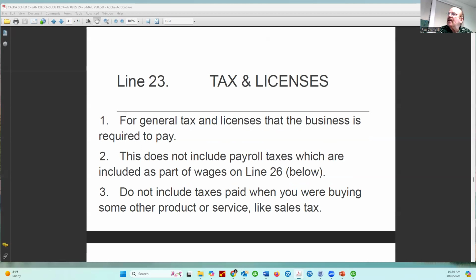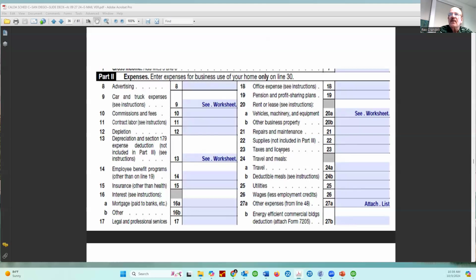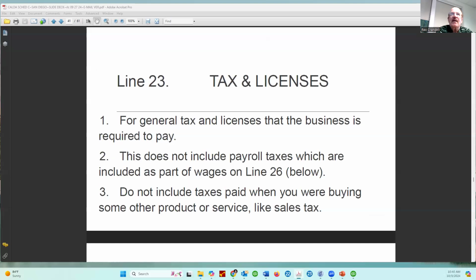Then we go to line 23, which is tax and license. Tax and license, okay. This is for general tax and license a business has to pay. It does not include payroll taxes, which are included as part of wages on line 26 below. Do not include taxes paid when you were buying some other product or service, like sales tax.